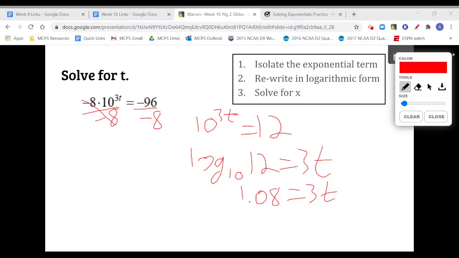Okay, and then the next step is going to be to divide by 3 to get t by itself. And when I go back into my calculator, again, I'm using that stored answer and just saying divide that answer by 3. And it comes out to approximately 0.36.